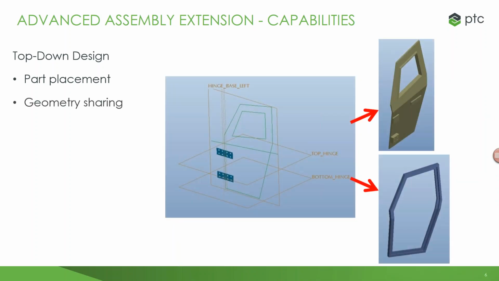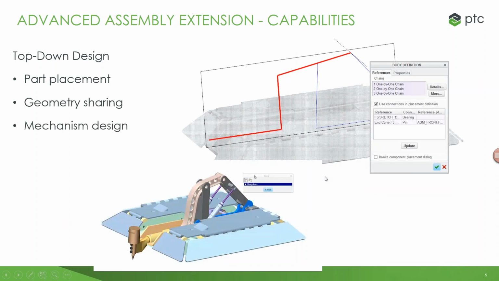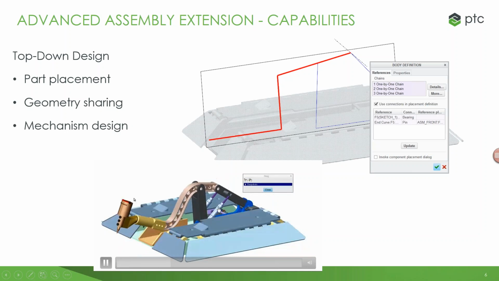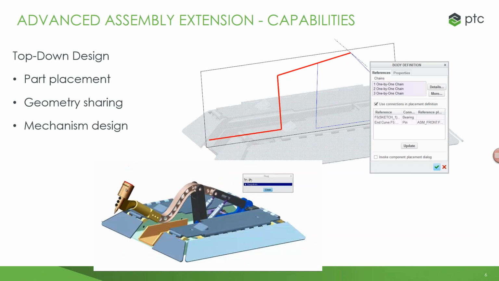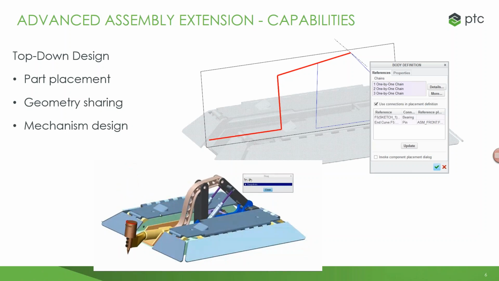So this is going to enable you to do things like part placement, geometry sharing, and swapping parts in and out. This can also spread out to mechanism design as well. Let's say you have a general path that you want your tool to be placed on. It doesn't matter what parts are in there. As long as you have that design intent, you can swap them in and out very easily without worrying about your model breaking or things failing.